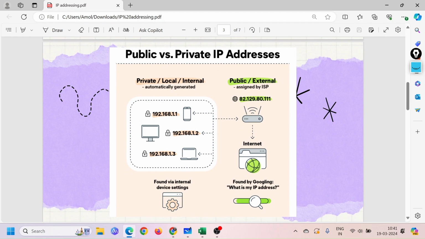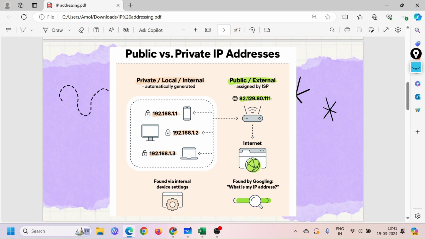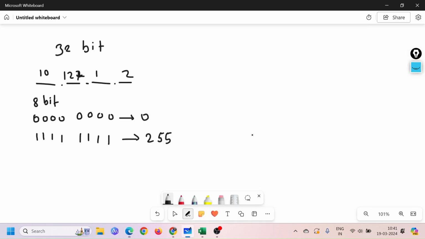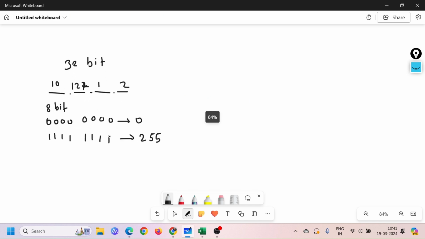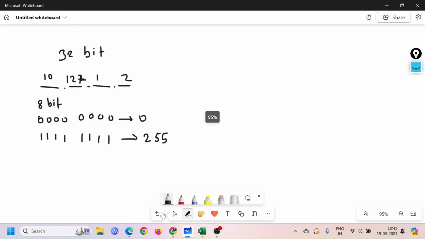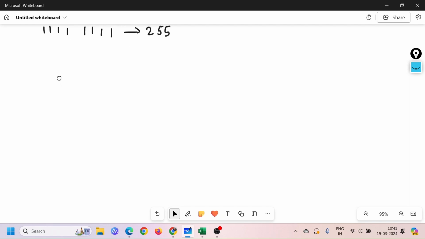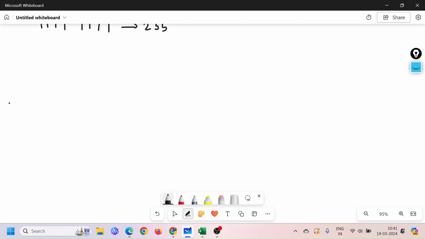Now, where we have to use which IP, in what case we have to use the public IP, and in what case we have to use the private IP, let's understand that. This is something very important, guys. We need to understand the private and the public IP. Private IP we use in the private network.